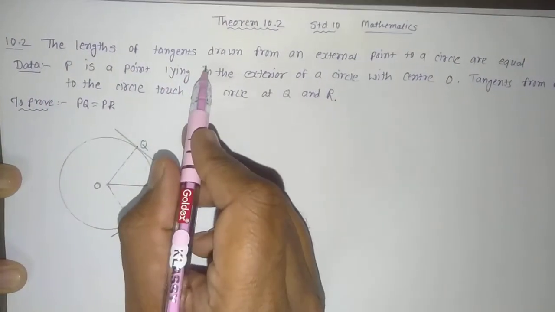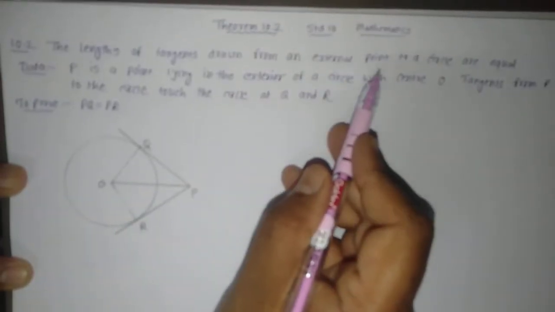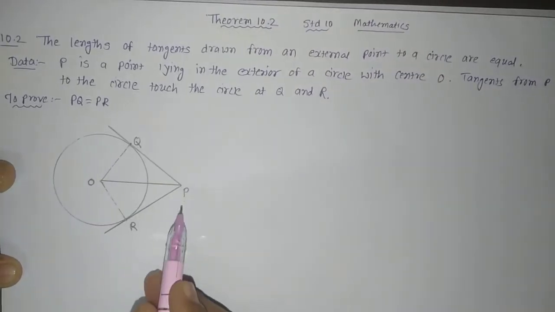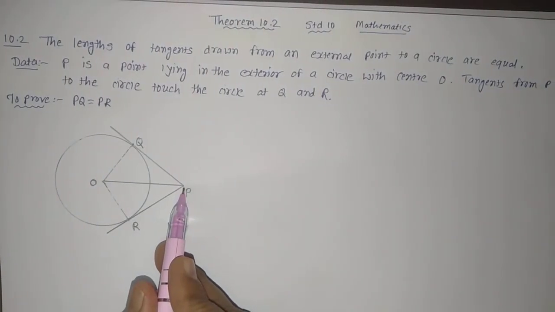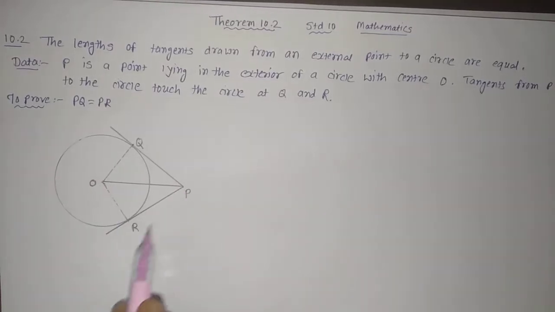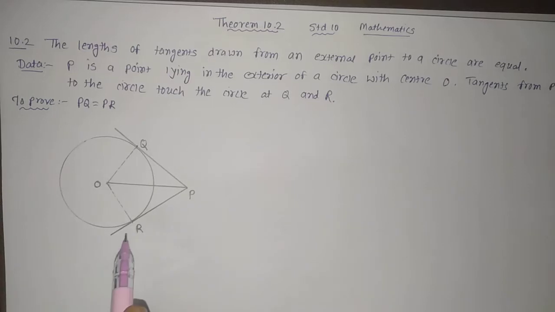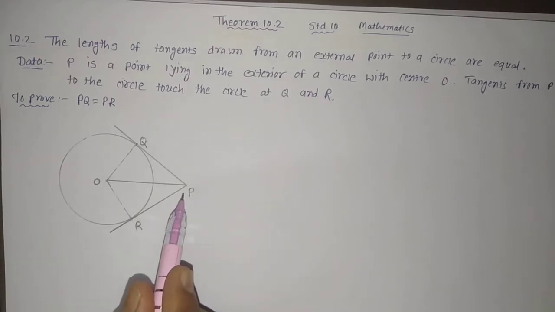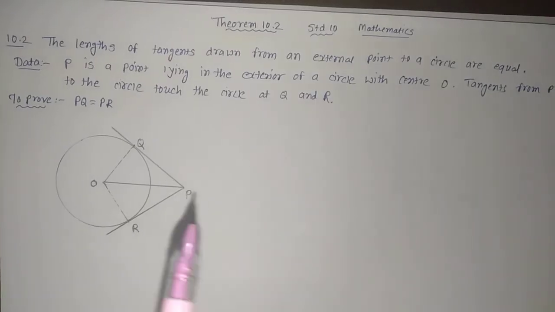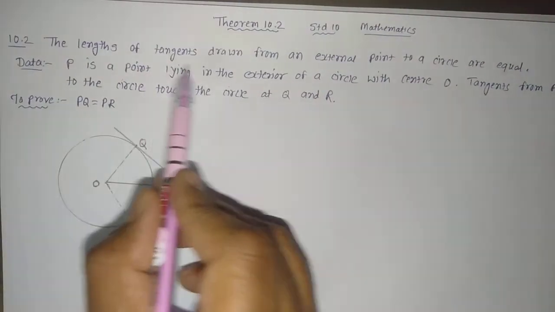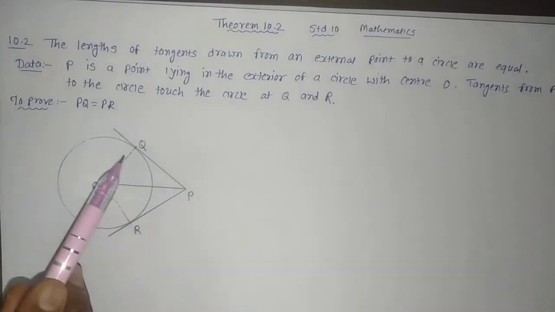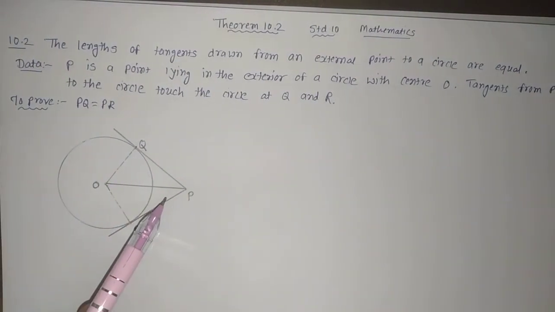The lengths of tangents drawn from an external point to a circle are equal. It means a circle is given, and a point outside the circle is given. You know that we can draw two tangents to the circle from the exterior point. So here we have drawn two tangents. What we have to prove is that the tangents drawn from the external point to the circle are equal, meaning the lengths of these two tangents are equal.